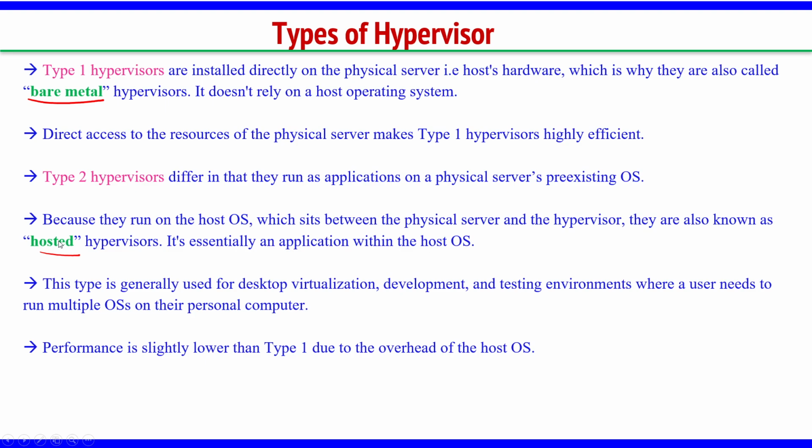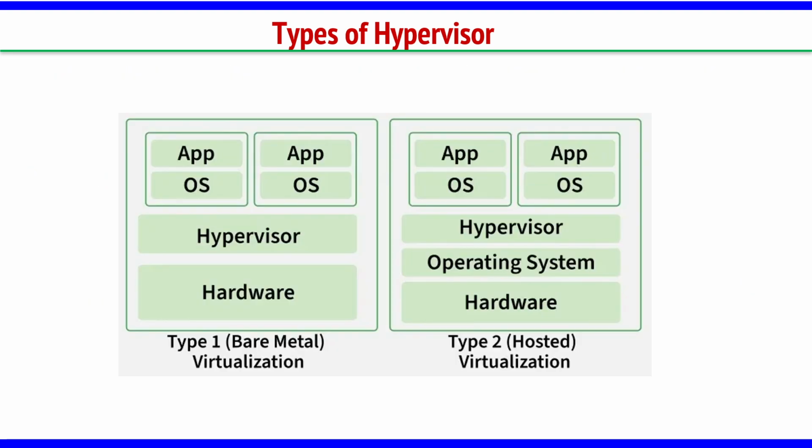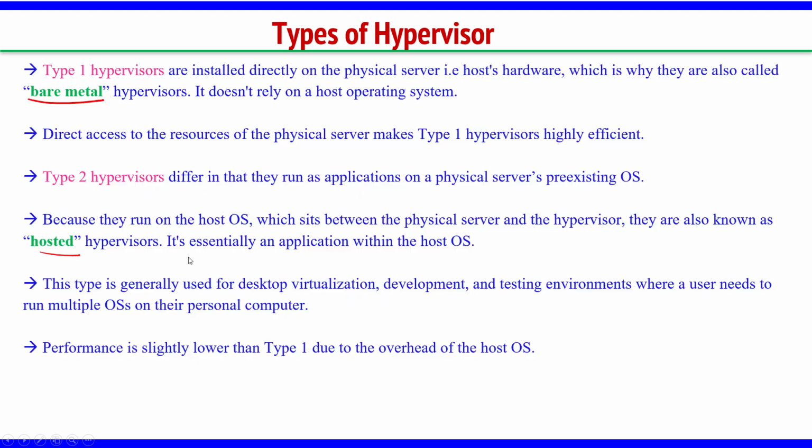This type is generally used for desktop virtualization, development and testing environments, where a user needs to run multiple OS on their personal computer. So when you want to run multiple operating systems, you go for this hosted virtualization. Whereas if you want to share your resources, you go for bare metal, right? But performance is slower than type 1, because you are depending on the host operating system.